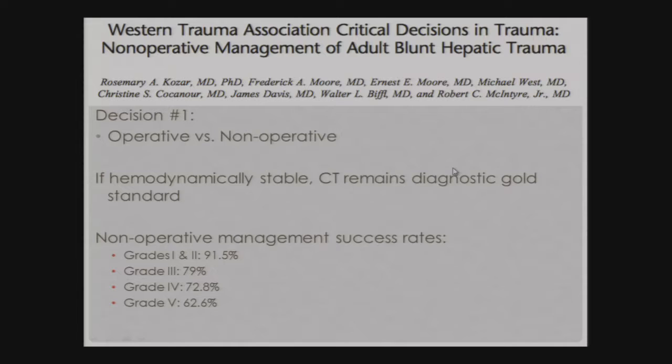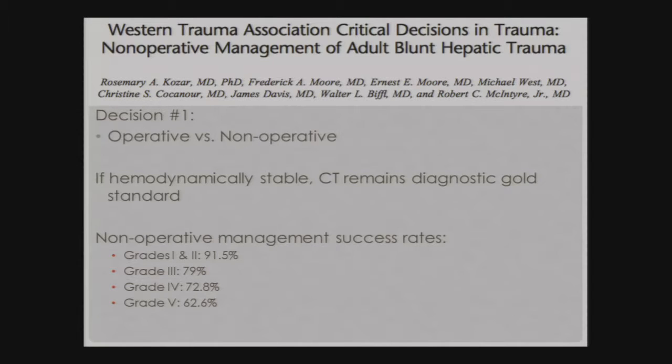So, the West guidelines, I'll try to go through these quickly as well. Decision 1 is operative versus non-operative, just like splenic. If hemodynamically stable, CT remains the gold diagnostic standard. This paper was written in the mid-2000s, so there was increasing use of the FAST exam, and in the presence of a positive FAST, as well as hemodynamic instability, it was an indication for urgent laparotomy.